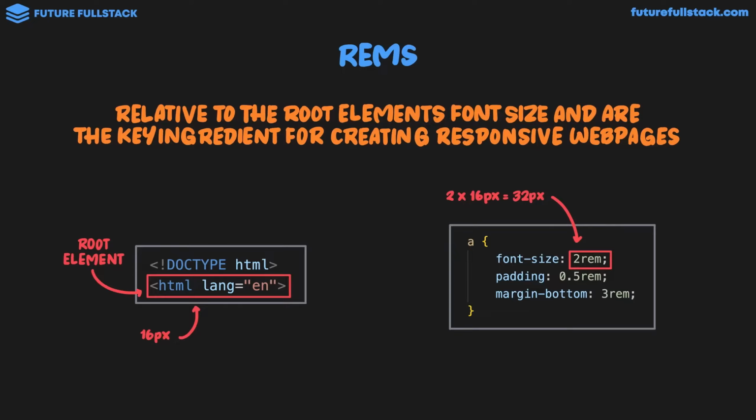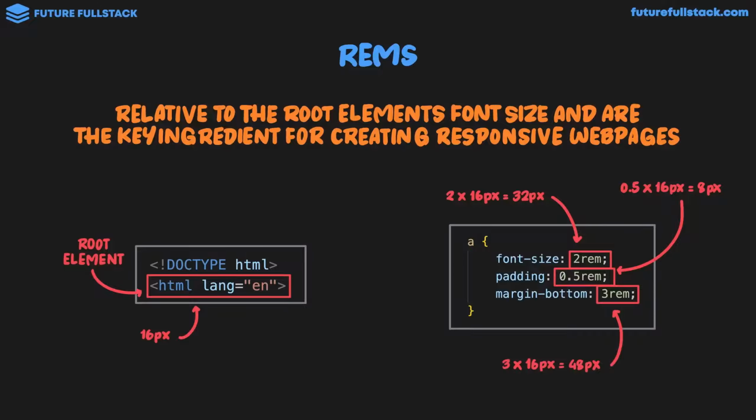We can also use rems on non-font size properties. So for example, the padding of this anchor tag is currently 0.5 rems, which would be equal to 0.5 times 16 pixels, which is 8 pixels. Again, the 16 pixels is coming from the HTML root element, which has a default font size of 16 pixels. The last declaration, margin bottom, has a value of 3 rems. This is 3 times 16 pixels, which is 48 pixels.